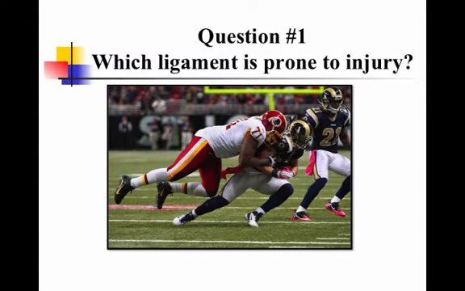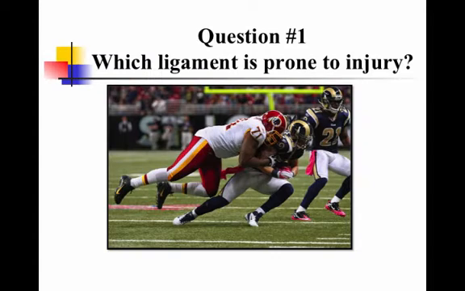Slide 25. Considering the information already covered in this chapter, what ligament is prone to injury in this slide? If you said the MCL, you are correct. Sometimes valgus injuries, such as this one, are so great that they tear the MCL, ACL, and medial meniscus. This is referred to as a terrible triad.